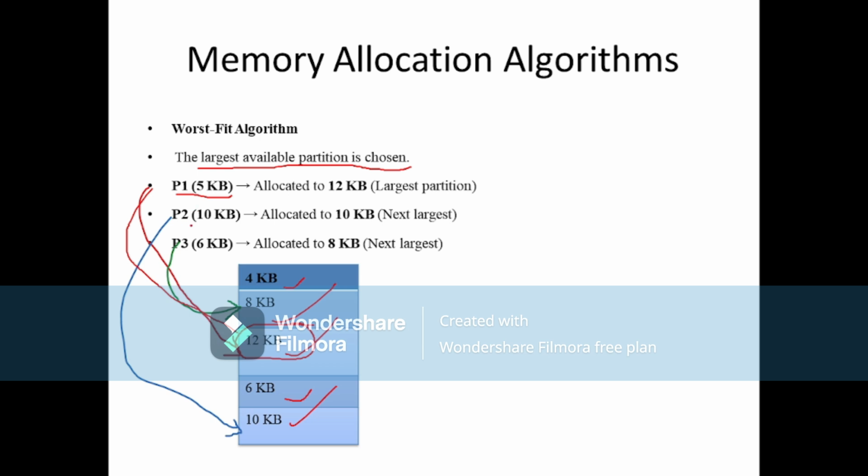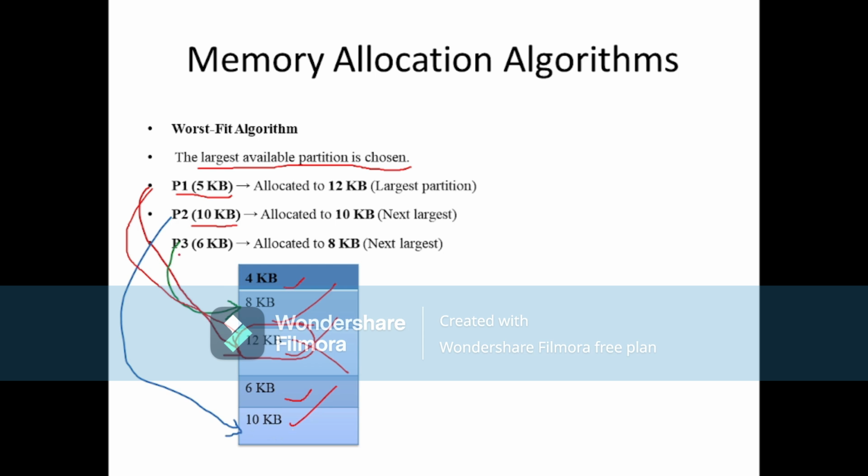Next is P2. What is the size of P2? 10 kb. 12 kb is already allocated. So what are the different partitions available for P2? The largest partitions available for P2? 8 and 10. But 8 cannot be allocated. 6 cannot be allocated. So the only partition which is large enough is 10 kb. So P2 gets allocated to this partition of 10 kb.